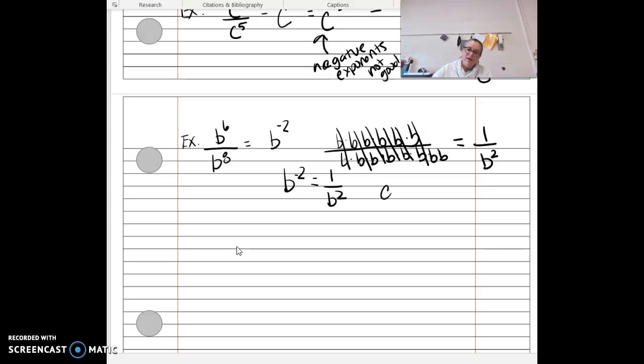So I'm hoping we can make a conjecture right now. Our conjecture here is that I'm just flipping the fraction and making the exponent positive. Well, when I say flip the fraction, you're really taking the reciprocal and making the exponent positive.